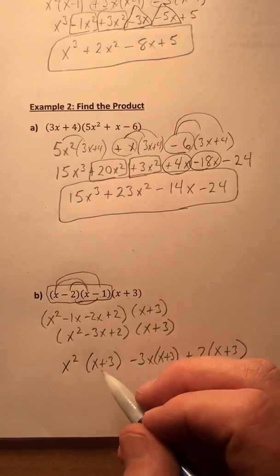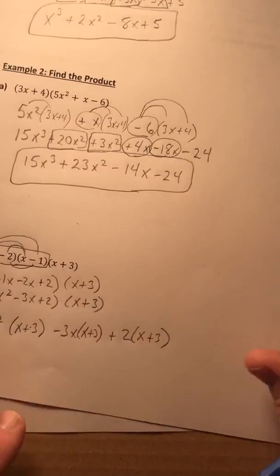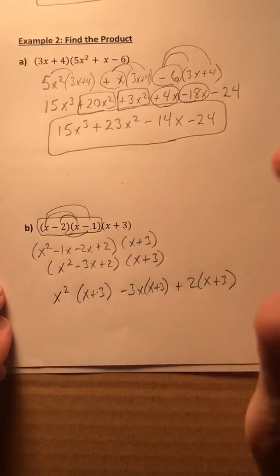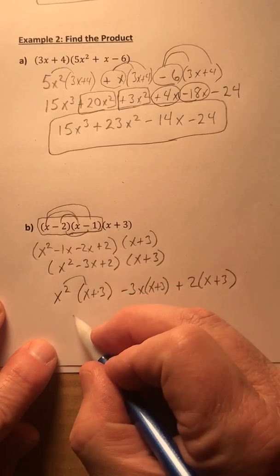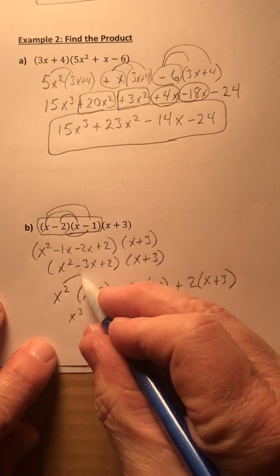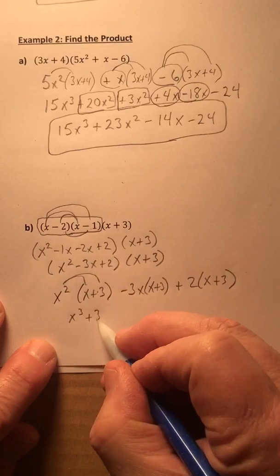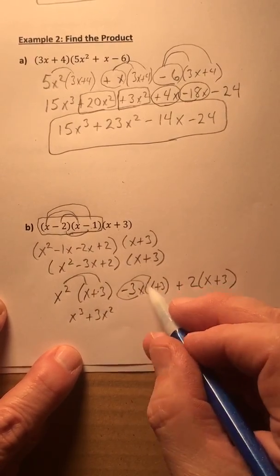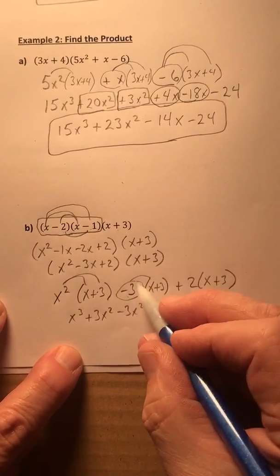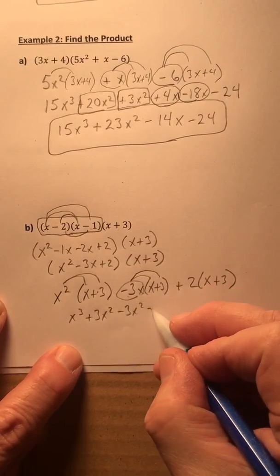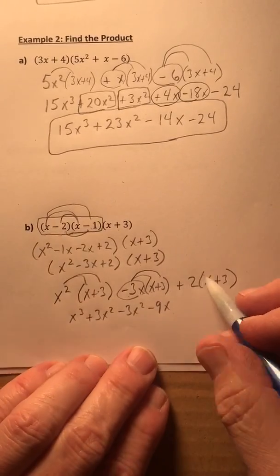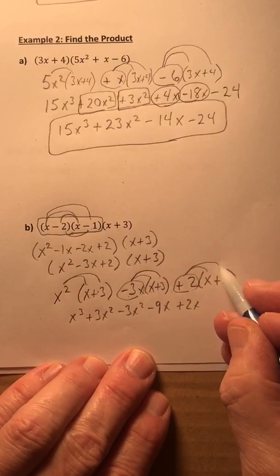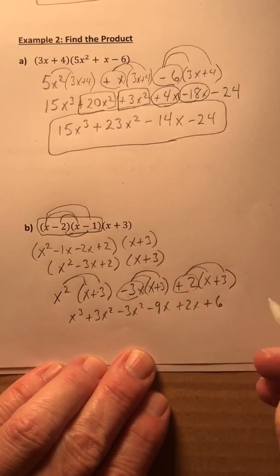And then we just distribute, multiply it in. So we have x squared times x gives me x cubed. X squared times positive 3 gives me a positive 3x squared. Negative 3 times x gives me a negative 3x squared. Negative 3 times 3 gives me a negative 9x. Positive 2 times x gives me a positive 2x. Positive 2 times 3 gives me a positive 6.